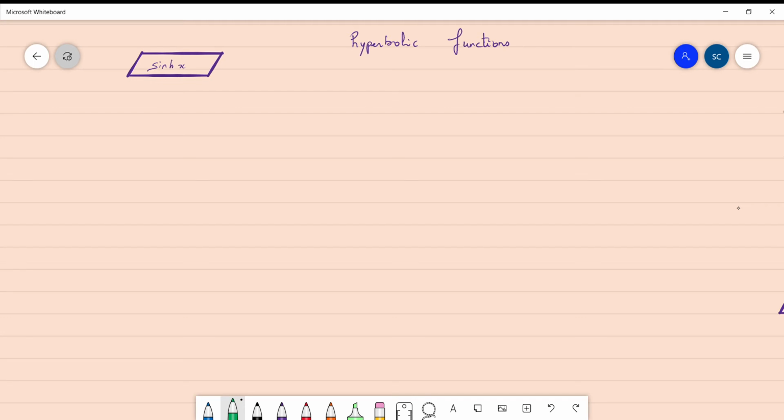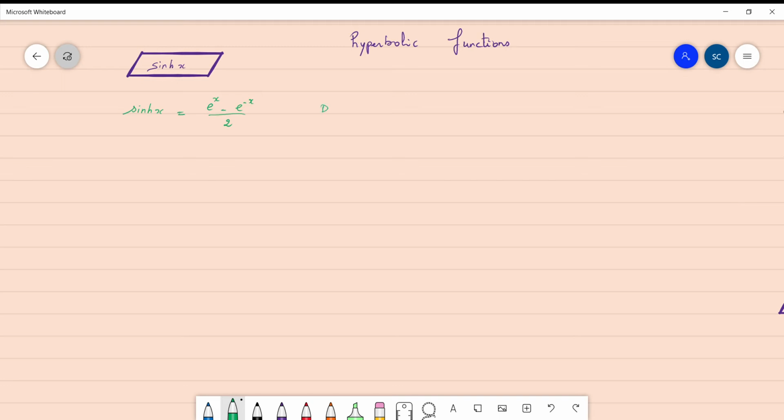The first hyperbolic function is the sine hyperbolic function. It is defined as follows. For x we assign sinh x, defined by the exponential function e^x minus e^(-x), over 2. So let's study this function completely and graph it.